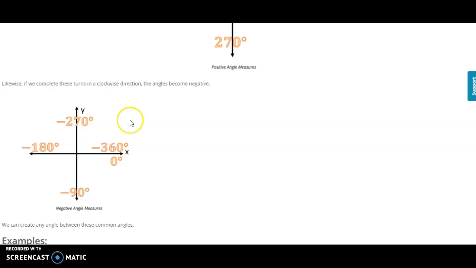Along those same lines, a positive 90-degree angle that opens in the counterclockwise direction from the positive x-axis is coterminal with a negative 270-degree angle that starts on the positive x-axis and continues in the negative, clockwise direction and ends on the positive y-axis.